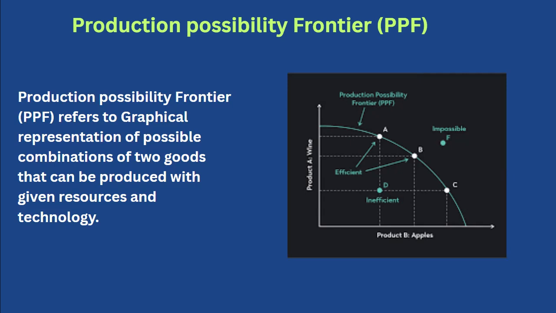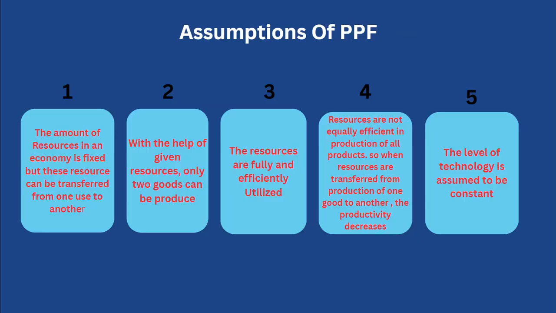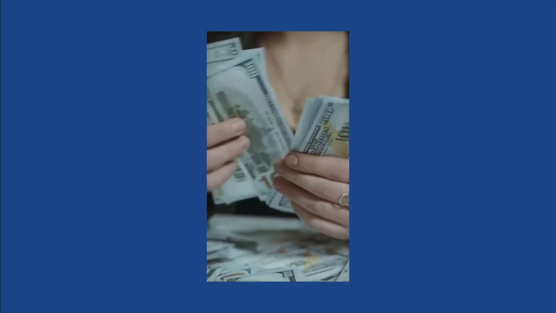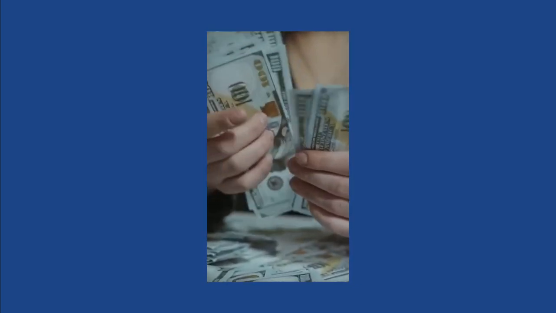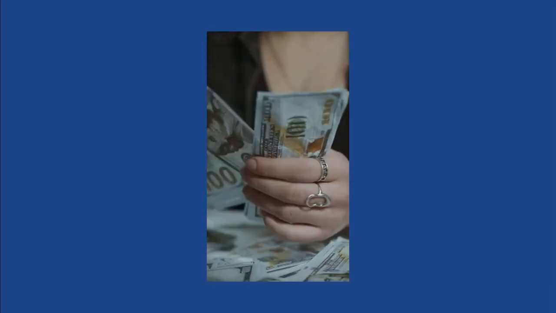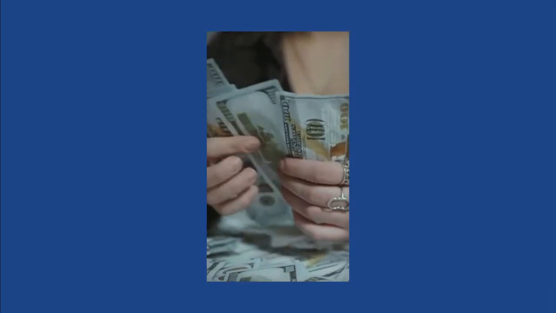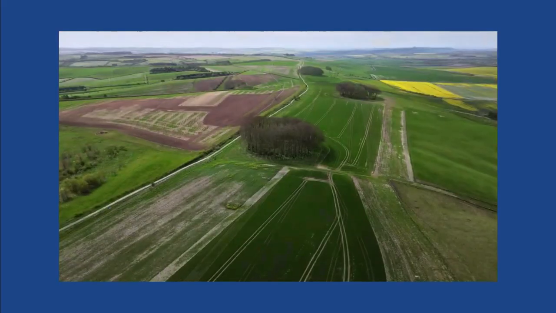So let's get into the first slide here, production possibility frontier. What is production possibility frontier? Let's start with an example, then you will understand the concept very well. Let's imagine you have 1,000 crore in your hand. You are a businessman or a businesswoman, and you are going to produce some products.